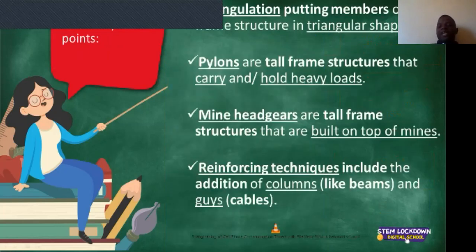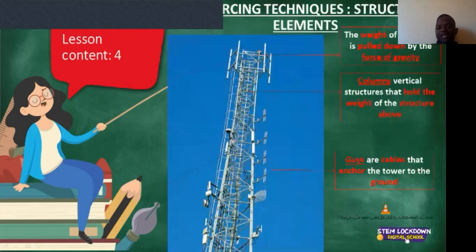Then we spoke about reinforcing techniques. We spoke about columns, and we said those are like beams. And this is what we are speaking about. These are our columns. We also spoke about guys. We said those anchor or create stability for a cell phone tower, particularly a cell phone tower that does not have a wide base.